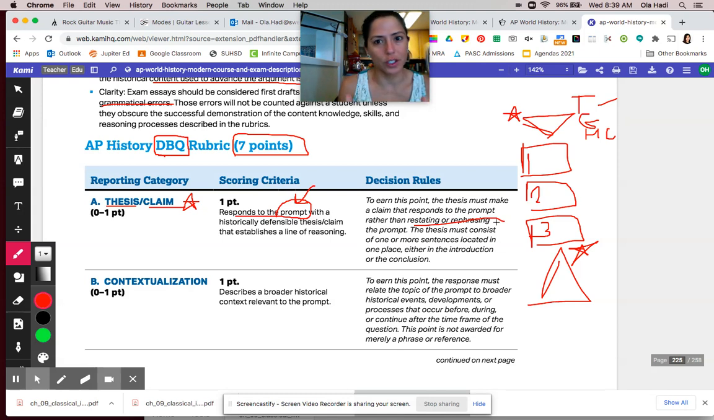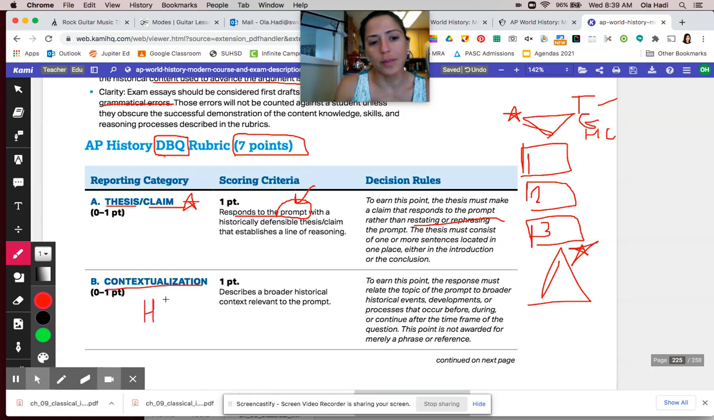There's lots of ways to do organization. There's no rule. You should learn the rules of writing and then break them. That's the fun part. But just try to stay organized. Okay, so now we know what a thesis is and where it goes. Let's move on to the next point, which is contextualization.